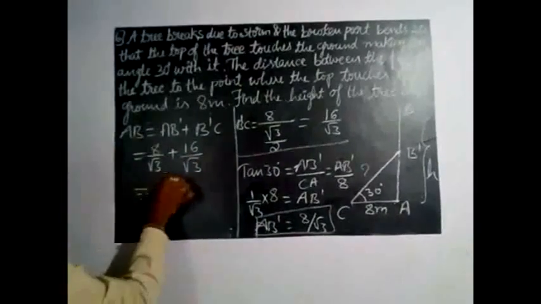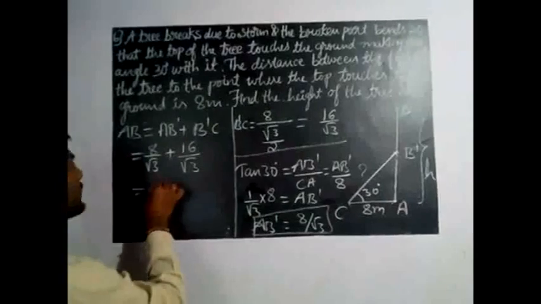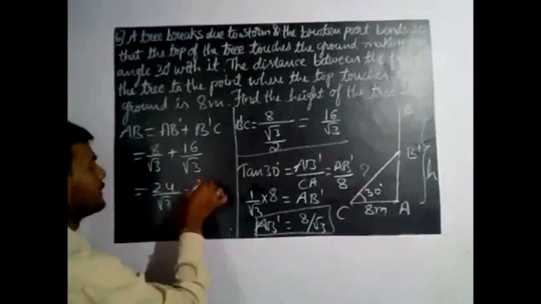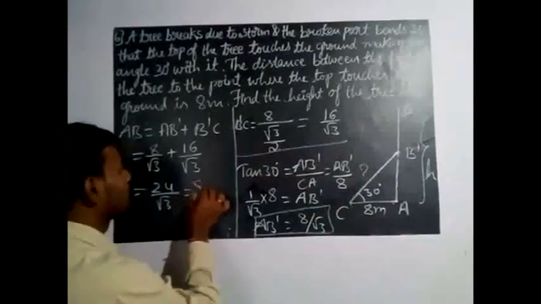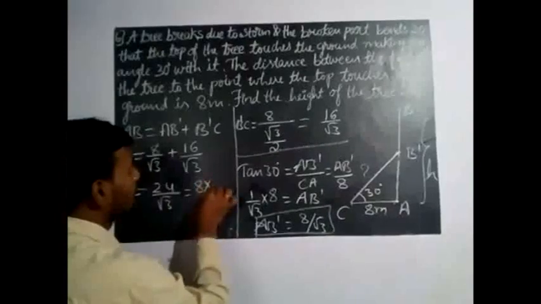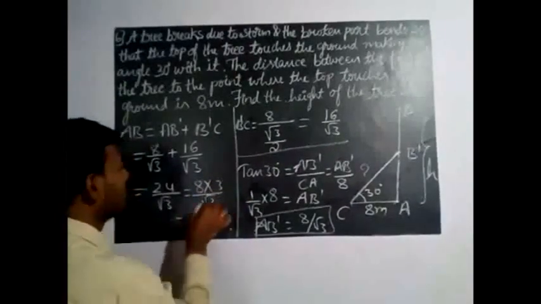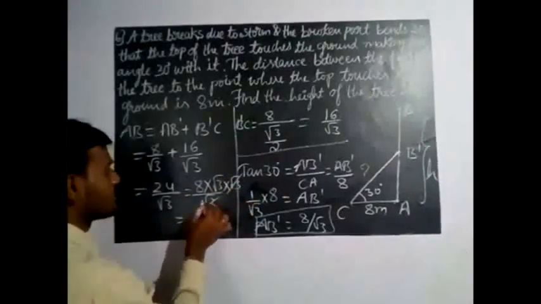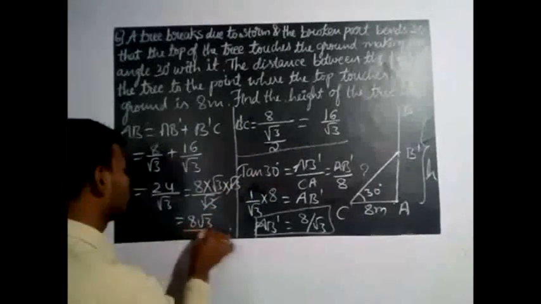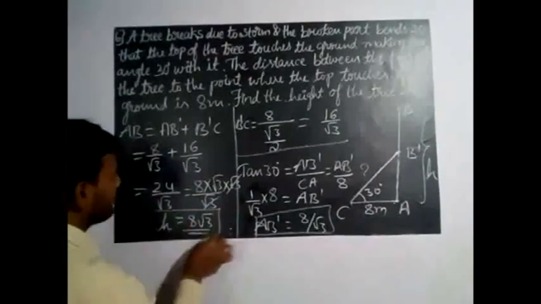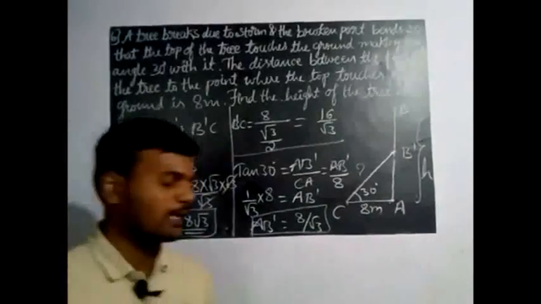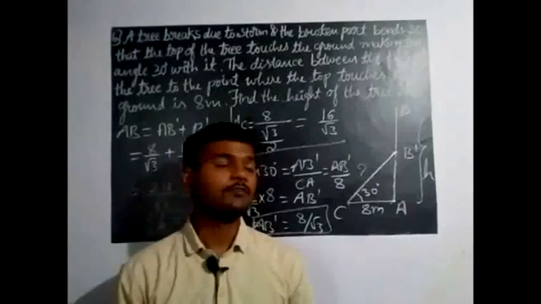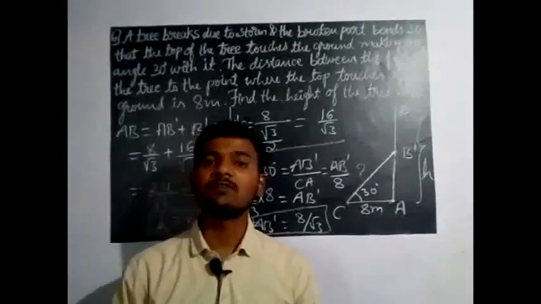Now the denominators are same, we can add the numerators, and it becomes 24 by root 3, right? 24 can be written as 8 into 3 by root 3. Then 3 can be written as root 3 into root 3. Root 3 gets cancelled, so it is left 8 root 3. Therefore the height of the tree is 8 root 3 meters. So by applying the trigonometric ratios we can solve any type of problems.